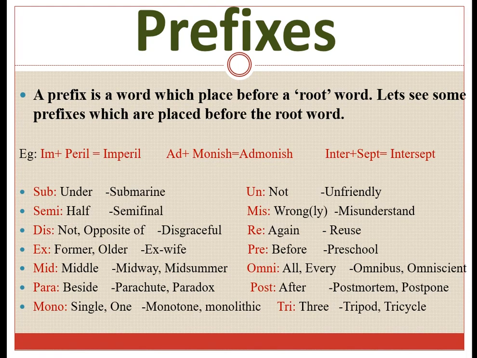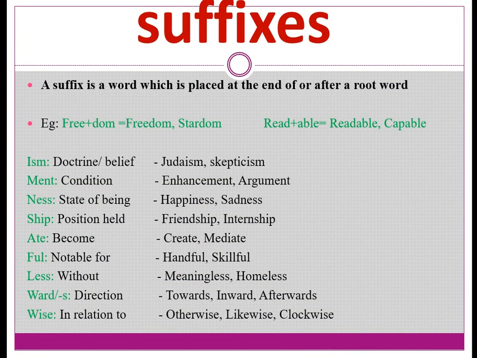So these are some of the examples of prefixes. A prefix is a group of letters or a word that has been placed in front of a root word. Okay, I have explained some of the examples. Then the next continuation topic is suffixes. A suffix is a group of letters or a word which is placed at the end of or after a root word. So let us look into the examples of this suffix.